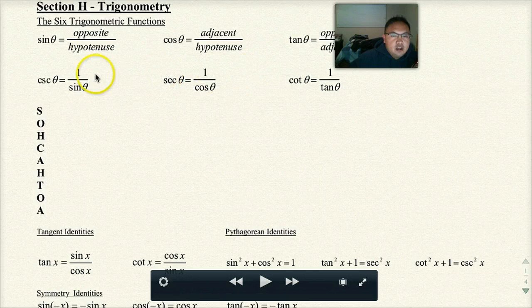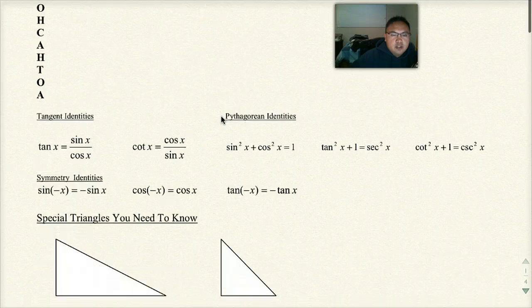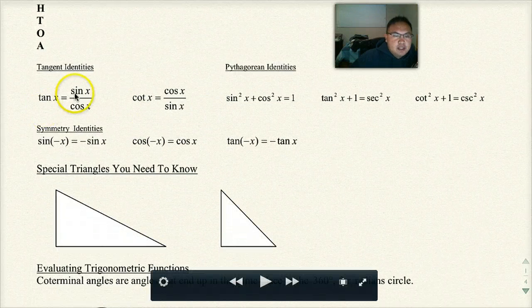The other 3 are, you could say, complementary functions of the previous 3. Cosecant and sine are complementary, so cosecant is 1 over sine. Cosine and secant are partners, so secant is 1 over cosine. And tangent and cotangent, cotangent is 1 over tangent. Or another way to think about it, it's sine flipped, cosine flipped, and tangent flipped. Other identities that you need to know: tangent is also the same thing as sine over cosine, which means cotangent, since it's the flip of tangent, is cosine over sine.